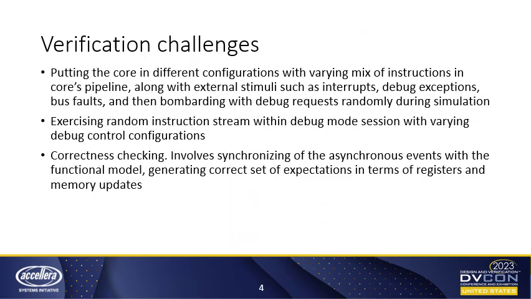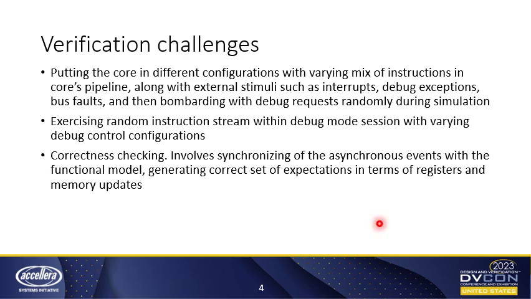Our verification challenges include, first, putting the core in different configurations or situations. In reality, external stimuli such as interrupts or debug exceptions could happen anytime during core execution. User could request debug at any time under any core state. We want to cover such kind of random cases as much as possible. Second, we want to exercise random instruction stream in debug mode session with varying debug control configurations.